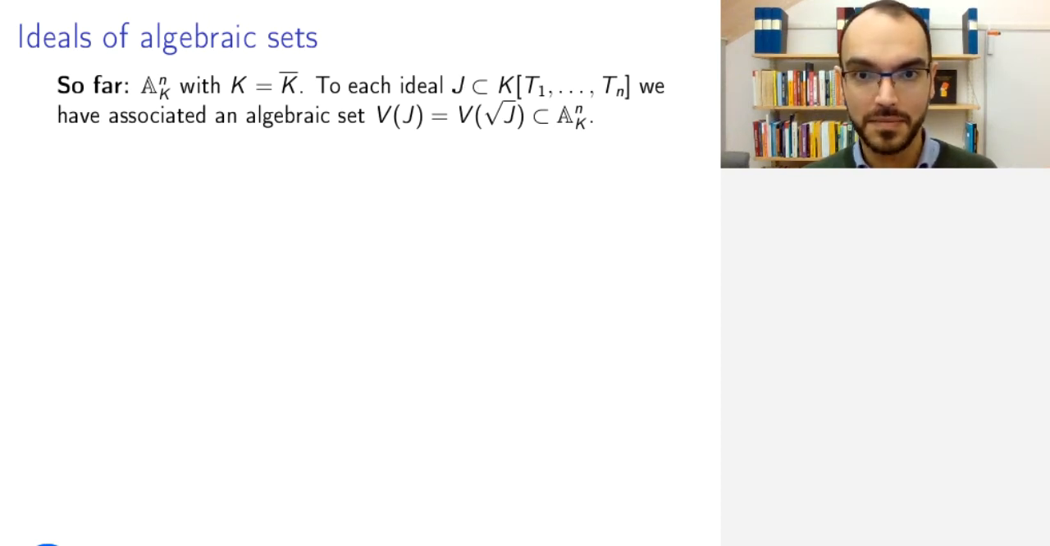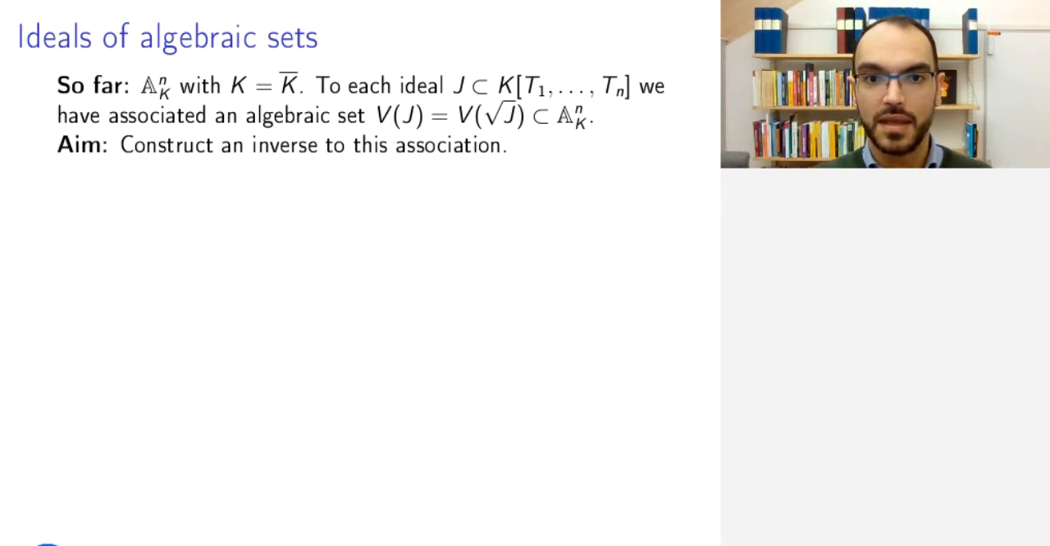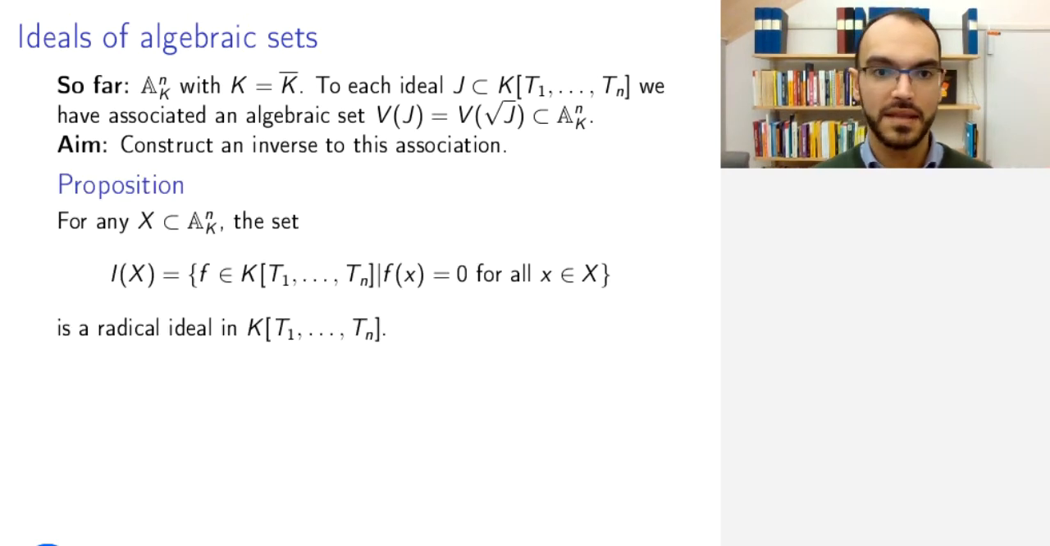You can take an ideal, and you can take the radical of that ideal without changing anything. This is the usual argument that if a power of a function vanishes somewhere, then the function itself will vanish somewhere. So in other words, we have looked at sets constructed as vanishing sets of radical ideals. What we want to do today is to get back the radical ideal from an algebraic set. So we want to get an inverse of this mechanism. And this is achieved to begin with by the following proposition.